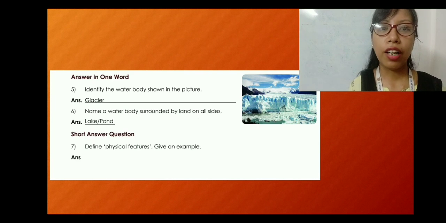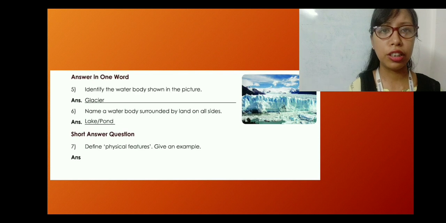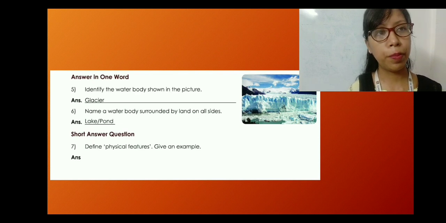Number 6. Name a water body surrounded by land on all sides. It is your choice. You can write lake or else pond.